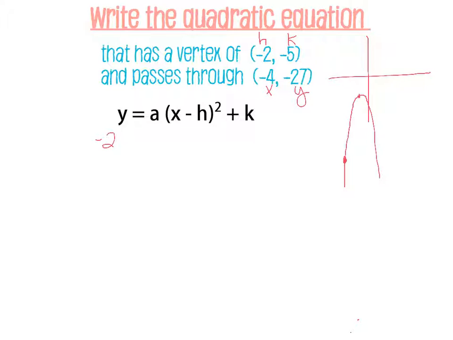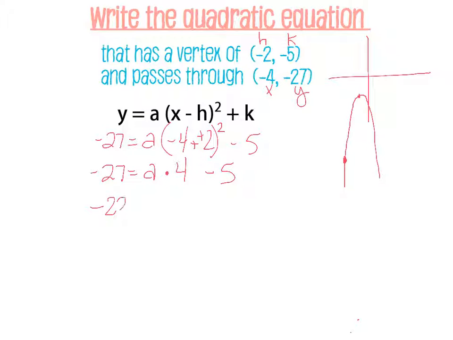Just plug in all the numbers. -27 equals a. Your x value is -4 minus your h value is -2. Don't forget that squared, and then -5. This ends up being a -2 squared, so that becomes times 4 minus 5. Do not try to subtract this. Order of operations says you got to do this first, and we can't really do anything with it, so I'm bringing the 5 over. Add the 5, divide by 4.